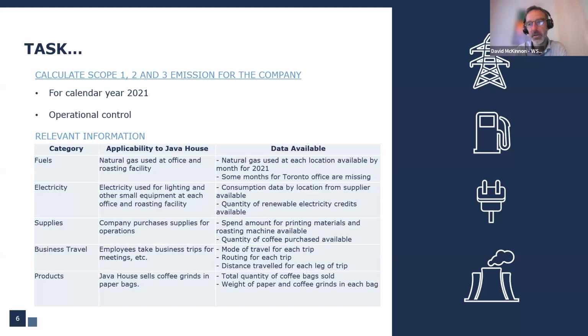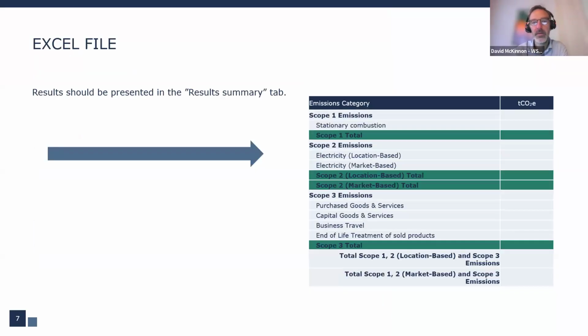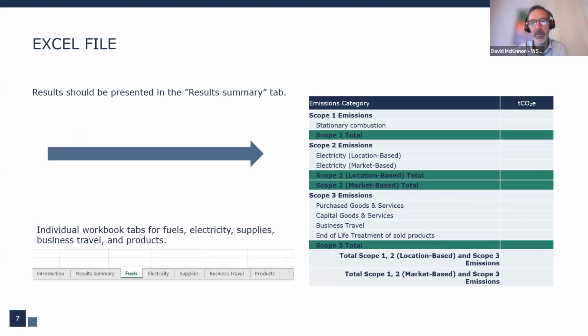So that information should all be in the Excel file. I hope you all have that open now. The first tab in the Excel file should be a results summary, and every other tab, for example fuels, electricity, supplies, business travel, products, contains the information that you need to do the calculation for that component. And then you can put the results from each of those tabs into this results tab here.